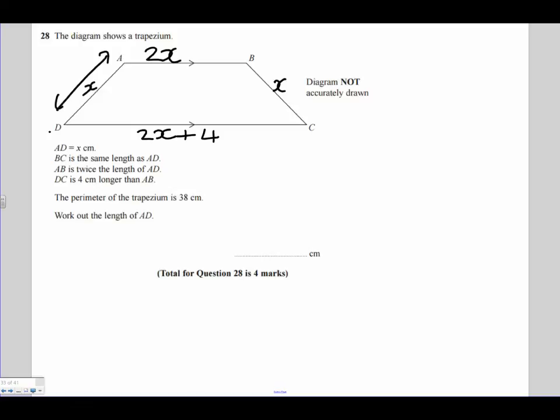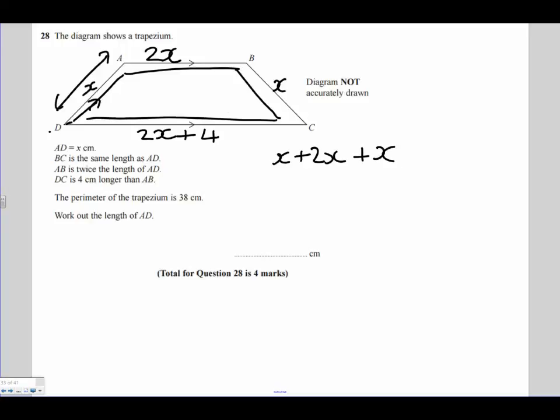So the perimeter means adding up all of our sides. So A to D, this side here, is x, plus this side here is 2x, plus this side here, which is another x. And then as we come back, our final length is 2x + 4.